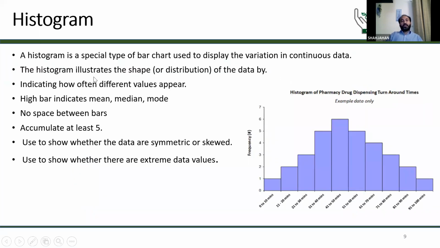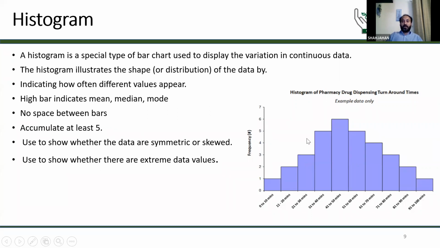Then we are using a histogram for the data display. A histogram is a special type of bar chart used to display the variation in continuous data. The histogram illustrates the shape or distribution of the data by indicating how often different values appear. The high bar indicates the mean, median, or mode. This is the high bar. This is the mean or median or mode, depending upon the values.